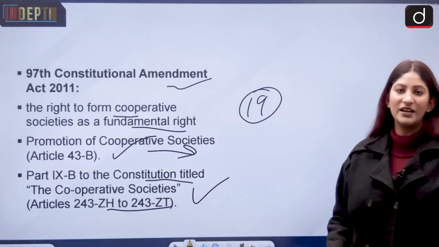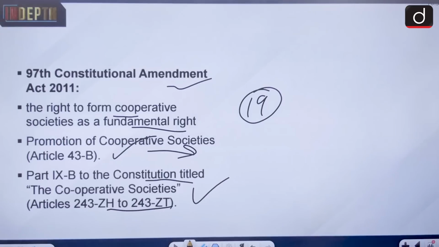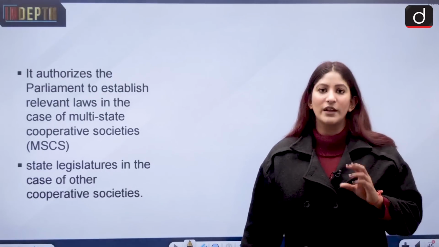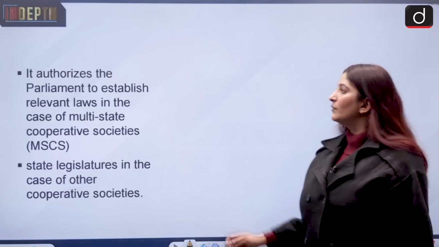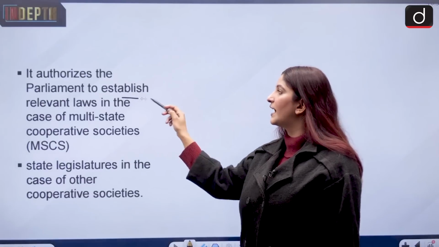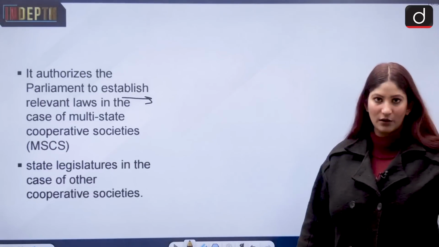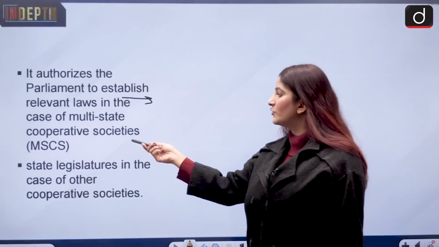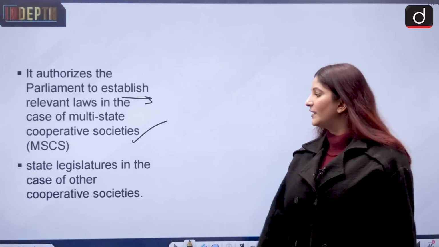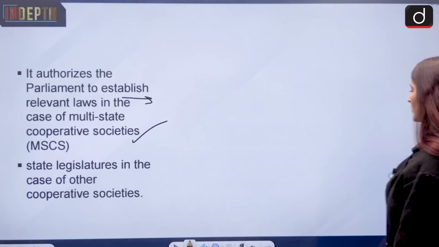It deals with Articles 243ZH to 243ZT. Alright, now let's move ahead and talk about the authority who can make laws on it. The 97th Constitutional Amendment says that the authority lies with the Parliament to establish relevant laws with respect to multi-state cooperative societies, and when it comes to state cooperative societies, it lies with the state legislature.